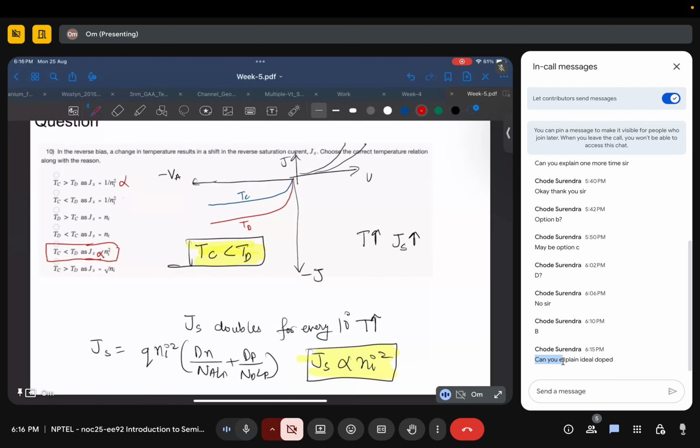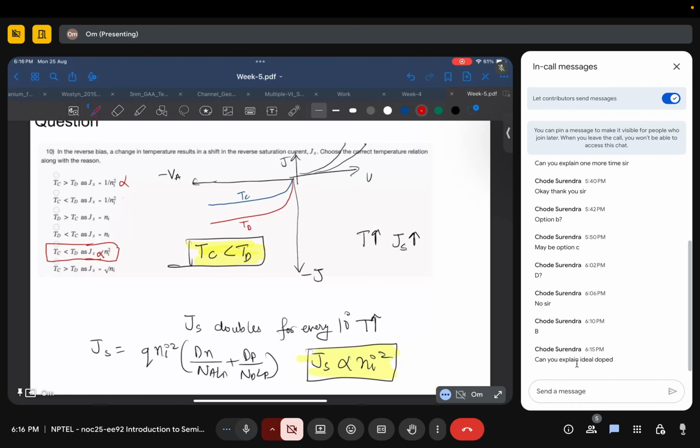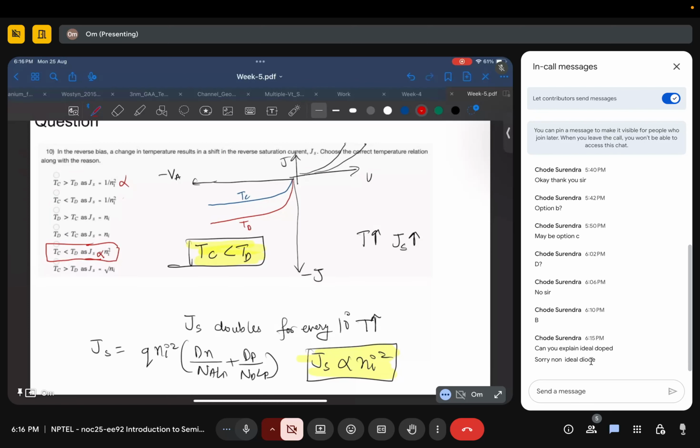Okay, the question is, can you explain ideal diode? What do you mean by ideal diode? I don't understand, sorry. What is ideal diode? I'm not sure. Okay, non-ideal diode.